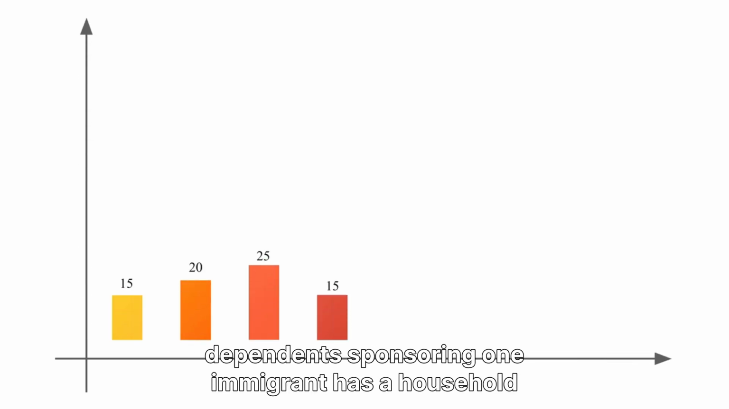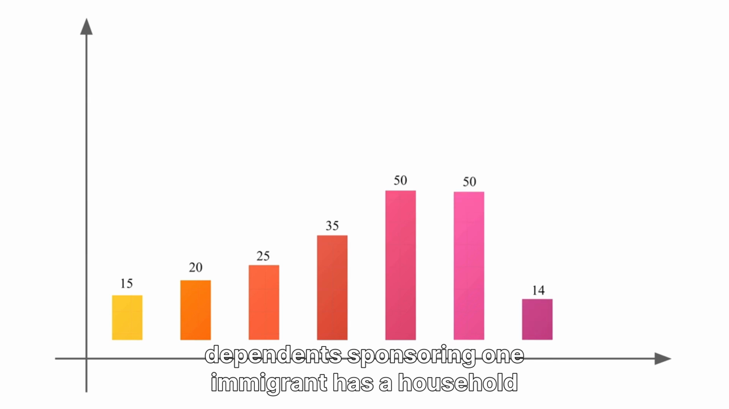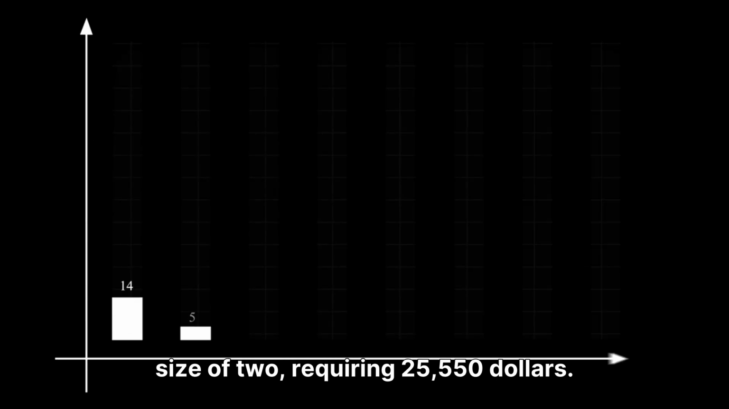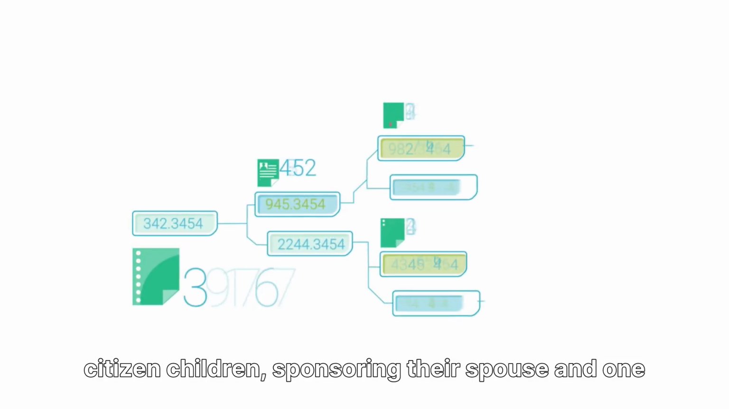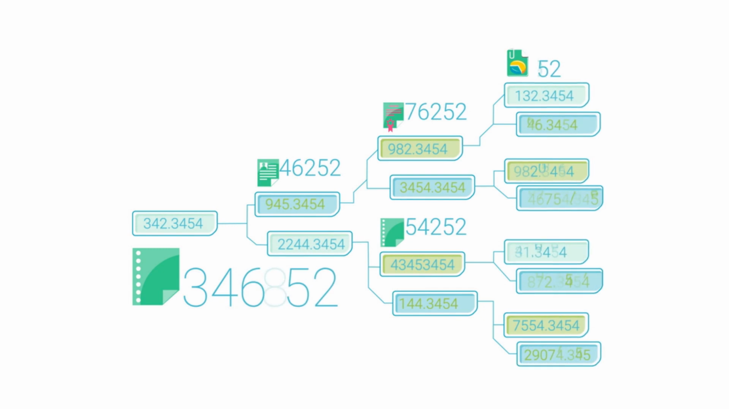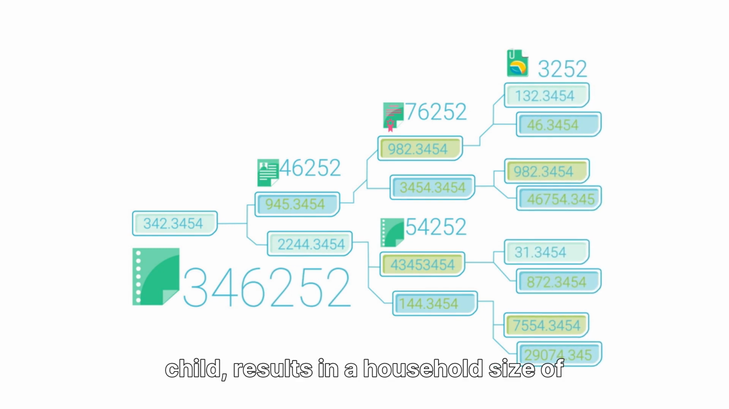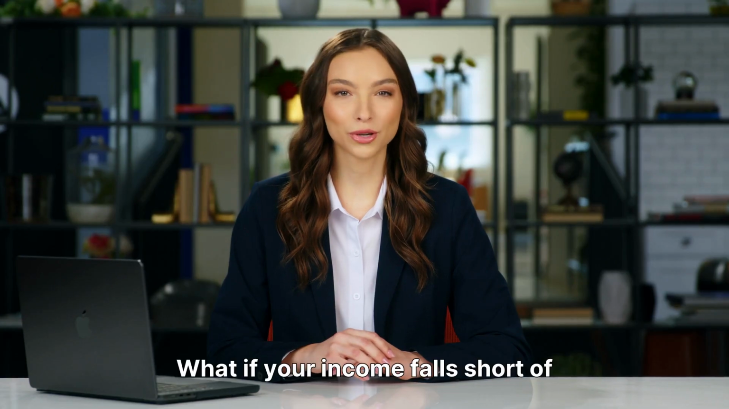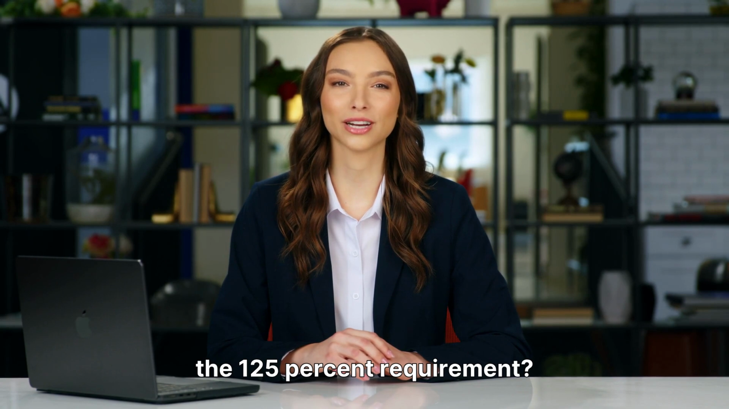For example, a single sponsor with no dependents sponsoring one immigrant has a household size of 2, requiring $25,550. A married sponsor with 2 U.S. citizen children sponsoring their spouse and one child results in a household size of 5, needing $45,725. What if your income falls short of the 125% requirement?